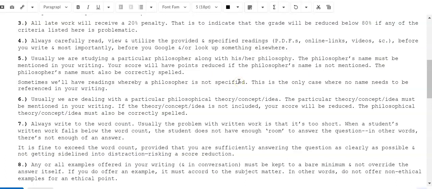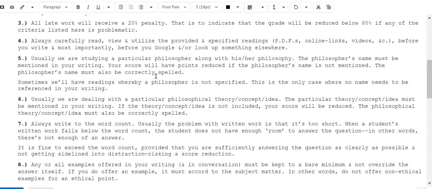5, usually we're studying a particular philosopher along with his or her philosophy. The philosopher's name must be mentioned in your writing. Your score will have points reduced if the philosopher's name is not mentioned. The philosopher's name must also be correctly spelled. So this is interesting too, because sometimes this will be clear, sometimes it will not be clear, okay? And you'll be able to tell.